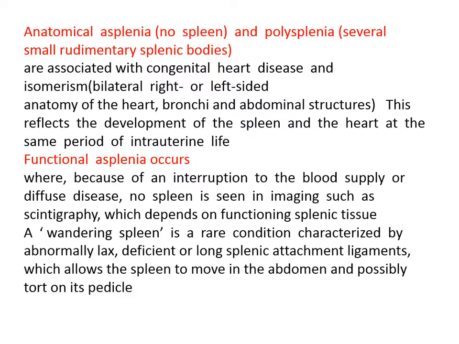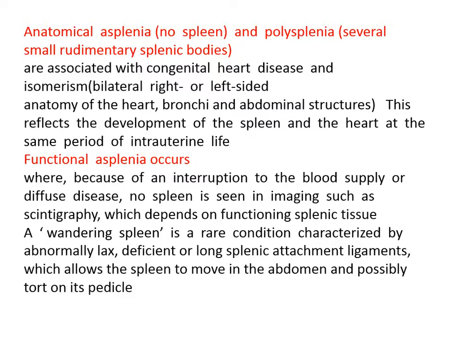Functional asplenia occurs because of an interruption to the blood supply or diffuse disease. No spleen is seen in imaging, such as scintigraphy, which depends on functioning splenic tissue. Another variant is the wandering spleen. Wandering spleen is a rare condition characterized by abnormally lax, deficient, or long splenic attachment ligaments, which allows the spleen to move in the abdomen and possibly torse on its pedicle. So the spleen can be seen practically anywhere in the abdomen because it might be a wandering spleen. The ligaments are lax, so it moves around.